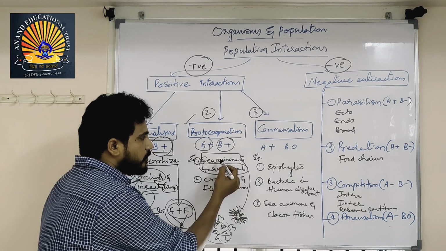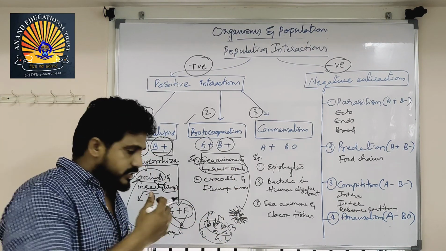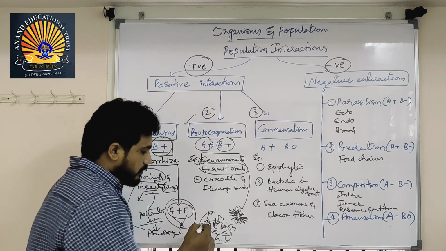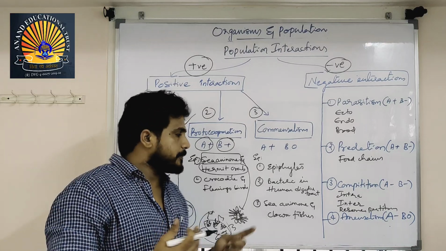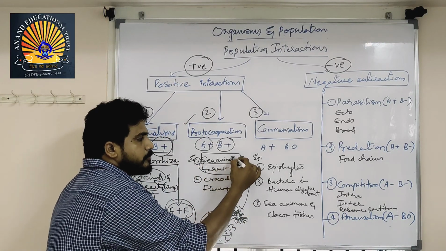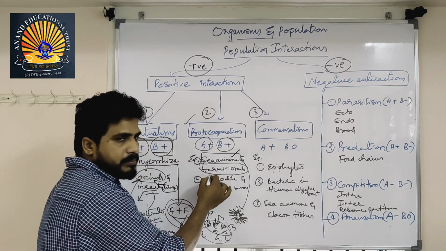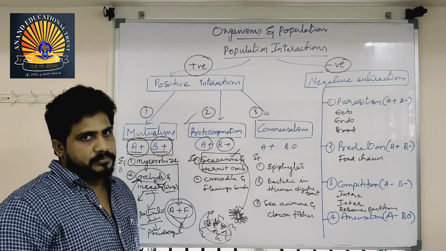So the sea anemone is getting benefit, right? Sea anemone is eating passively after the eating of the crab. If the crab eats something, the pieces may reach the sea anemone. So the sea anemone is also getting benefit. So the sea anemone is getting the benefit of food from the hermit crab. The hermit crab is getting protection from the sea anemone.